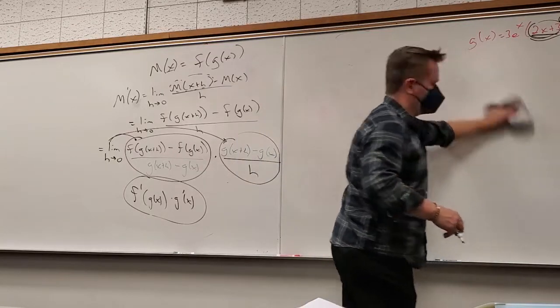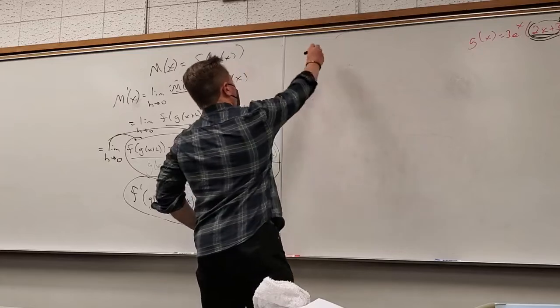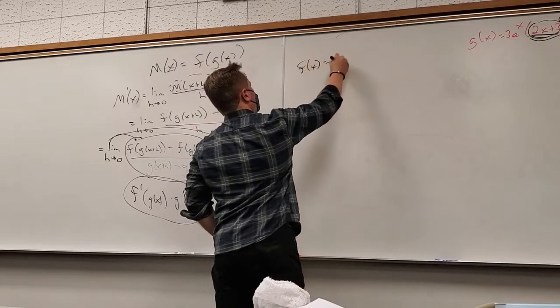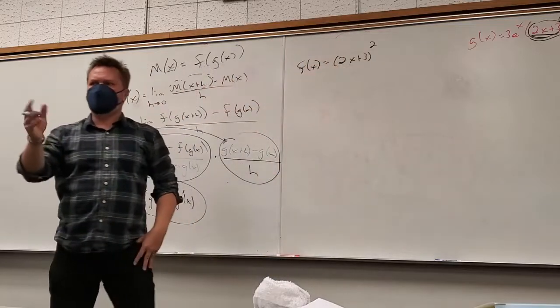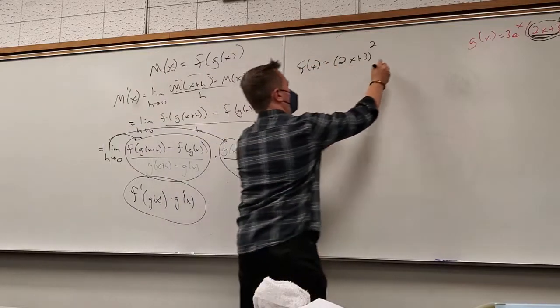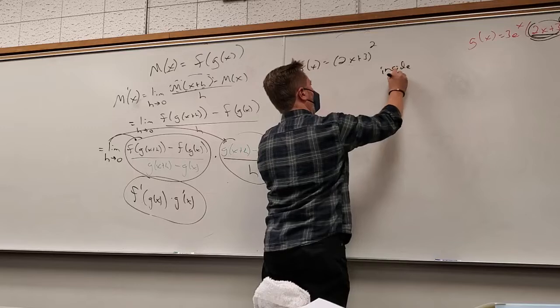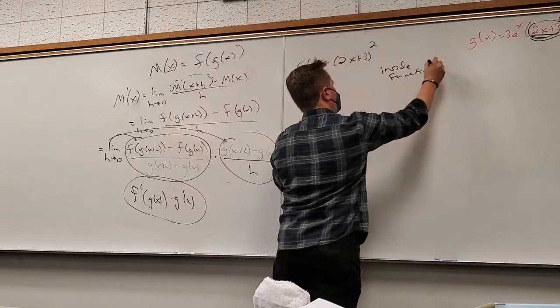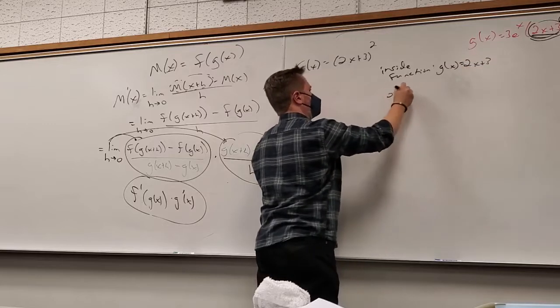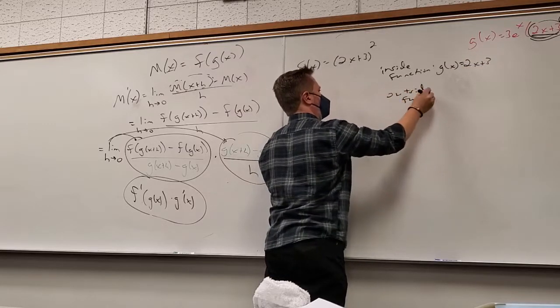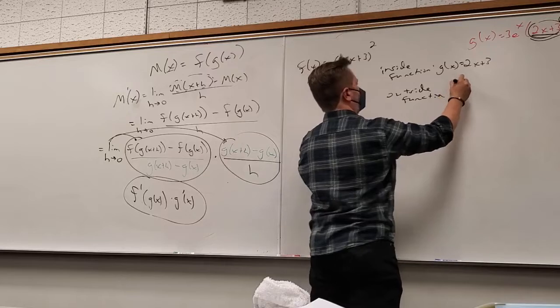What was it, 2x plus 3 squared, right? What's the inside function here, obviously? 2x plus 3. Yeah, so that would be like g of x. And what's the outside function? x squared. Yeah, it's something squared.